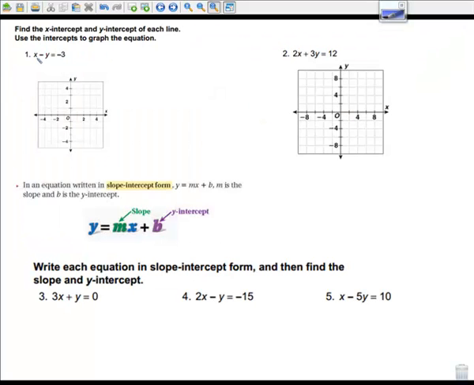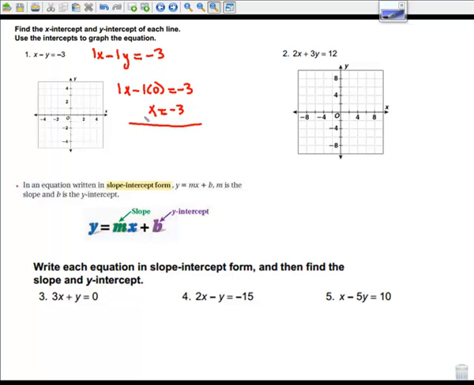So if we look here, we have x minus y equals negative 3. Really that's a 1x, so there's the a, minus 1y equals negative 3. So to find the x-intercept, we set y to 0. So if I do that, I have 1x minus 1 times 0 equals negative 3. Well, that's just really x equals negative 3.